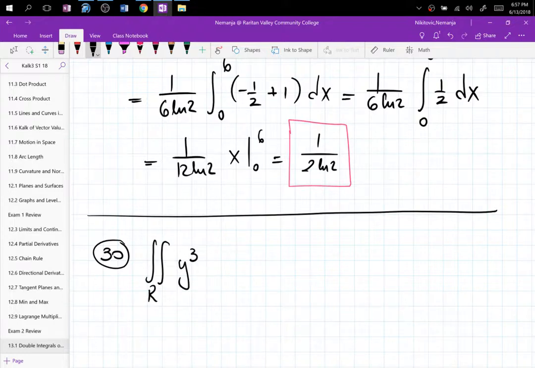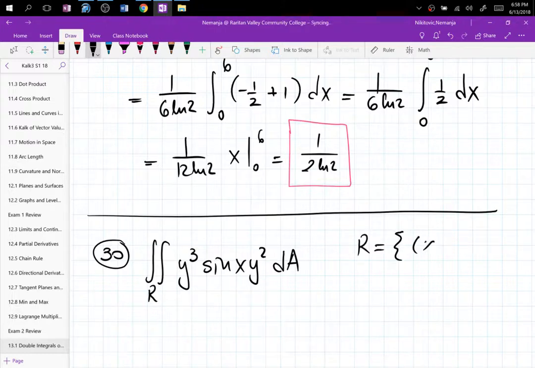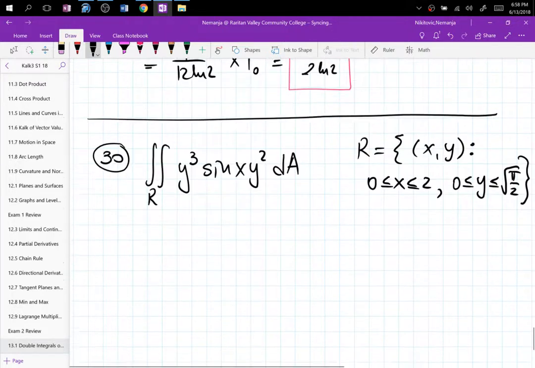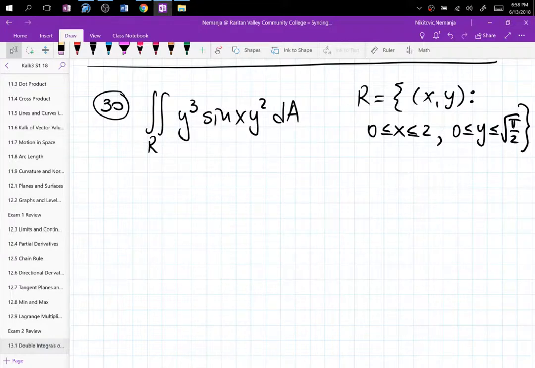y cubed sine xy squared dA. Region R is given as all points xy such that 0 is less than x less than 2 and y is between 0 and again square root of pi over 2. That's problem 30.